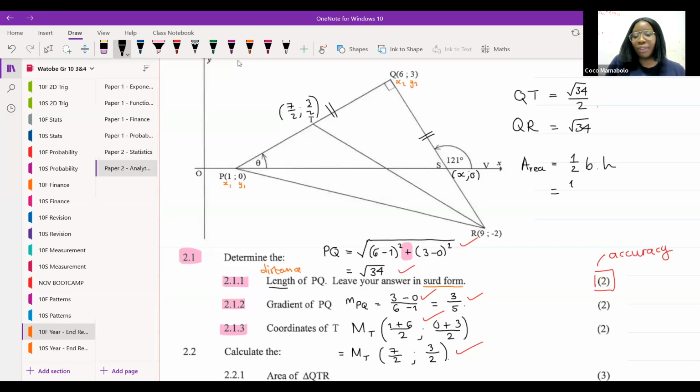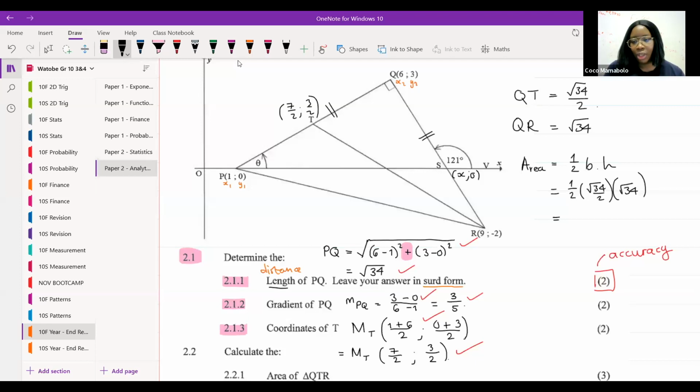We're going to have half of our base. Our base doesn't matter which one. Let's make QT our base. So we're going to get half of root 34 over 2 times the height, which is root 34. Give me an answer. Punch that into a calculator and give me an answer. Give me a science error.